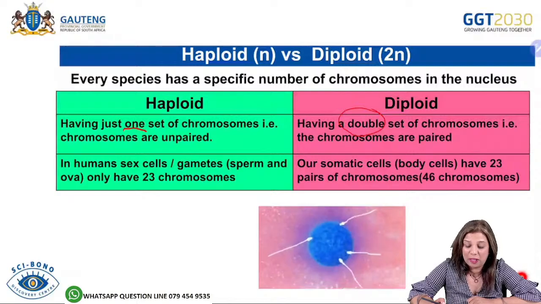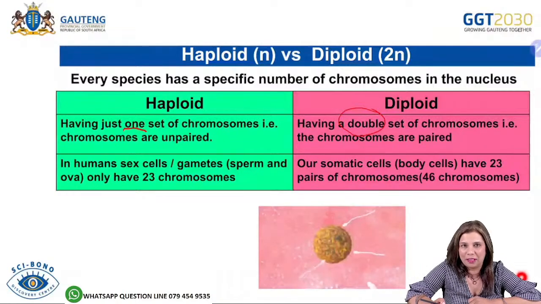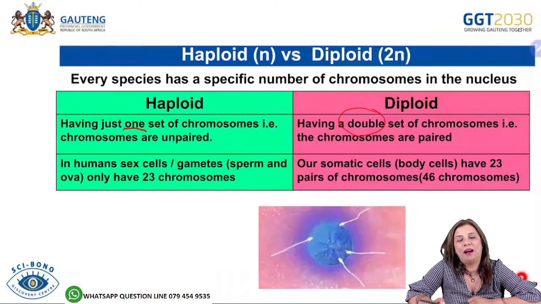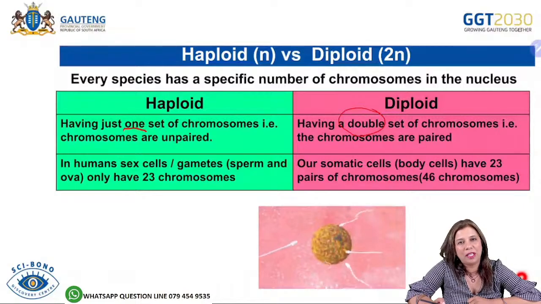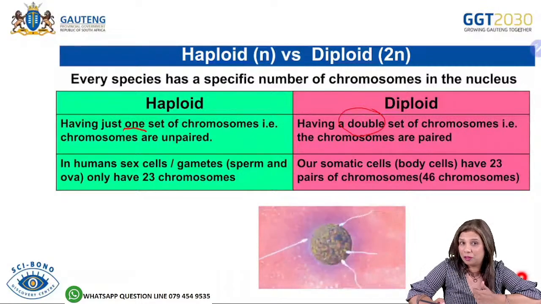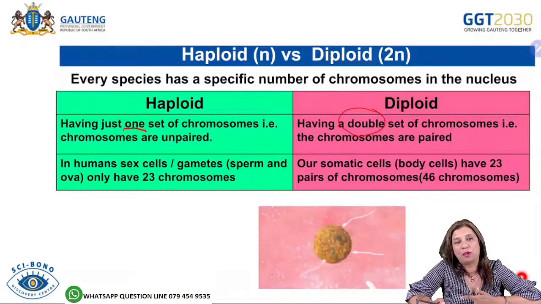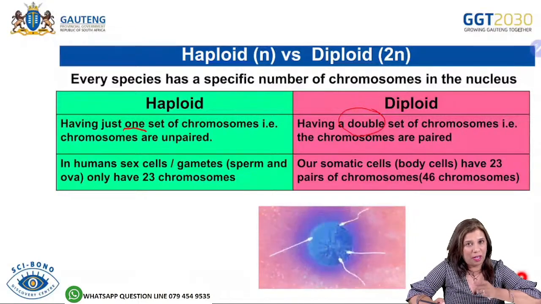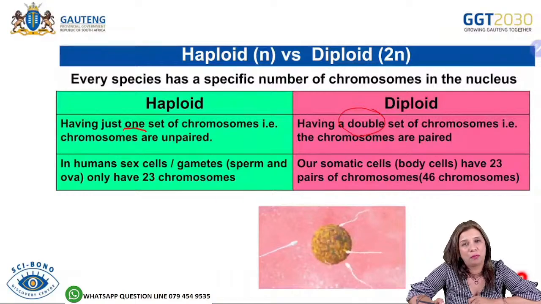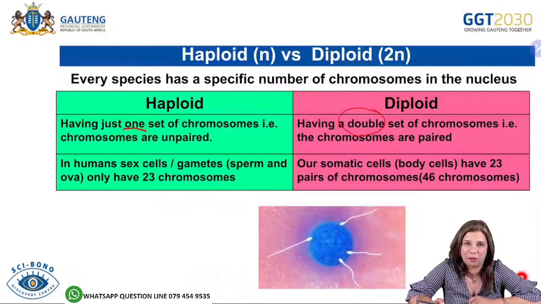Our somatic body cells have 23 pairs of chromosomes, which is 46 chromosomes. So we need to be careful here, because very often if they ask in the exam paper, they ask about the number of chromosomes. So you need to pay attention and find out, what are they really asking for? Are they asking for the pairs of chromosomes, or are they asking for the numbers of chromosomes? So we need to distinguish if they're asking for the pair of chromosomes or the number of chromosomes. So we have to read our question very, very carefully.